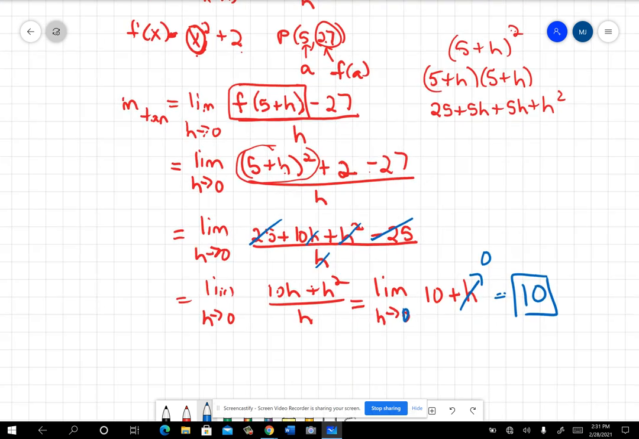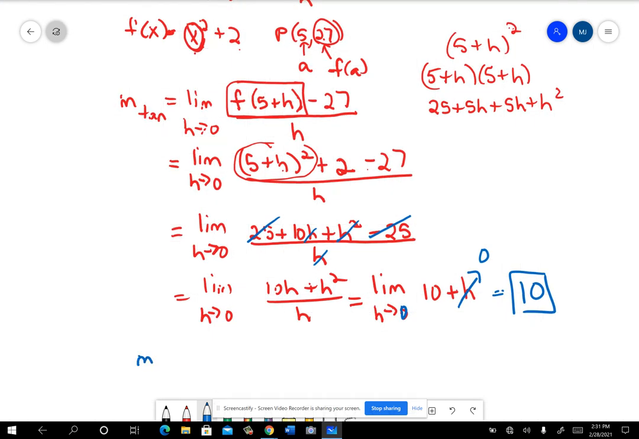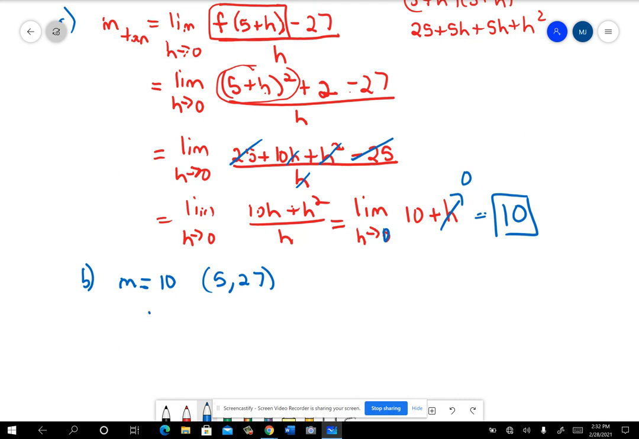Okay, so we're supposed to take that slope now. This is part A. This is part B. We're supposed to take that slope value together with the point that they gave us and write the equation of the line. So that part you'll get really used to. So it's y minus 27 equals 10 times x minus 5.